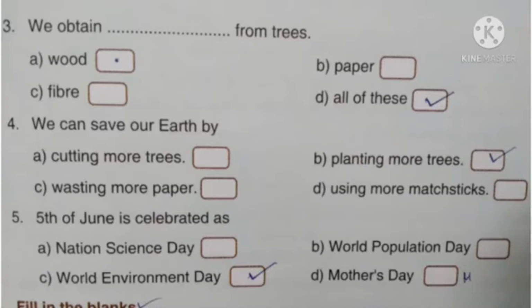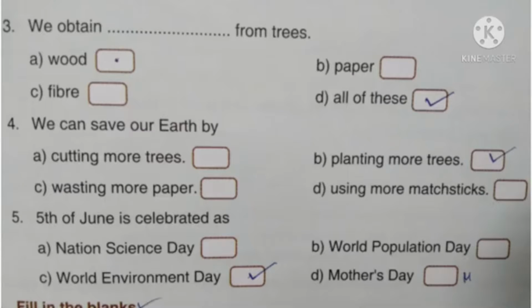3. We obtain dash from trees. A. Wood. B. Paper. C. Fiber. And D. All of these. Answer is D. All of these. We obtain wood, paper, fiber, all the things we get from trees.